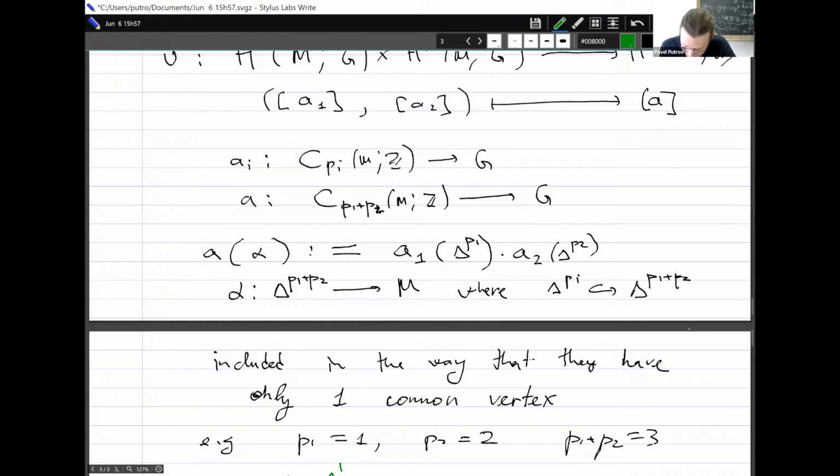Sorry, what I wrote is not super precise. What I mean here is we consider the restriction of alpha on this. We take a restriction of alpha, and this restriction will give us a map from a low dimensional simplex to M, and then we evaluate these cochains A1 and A2 on these restrictions.